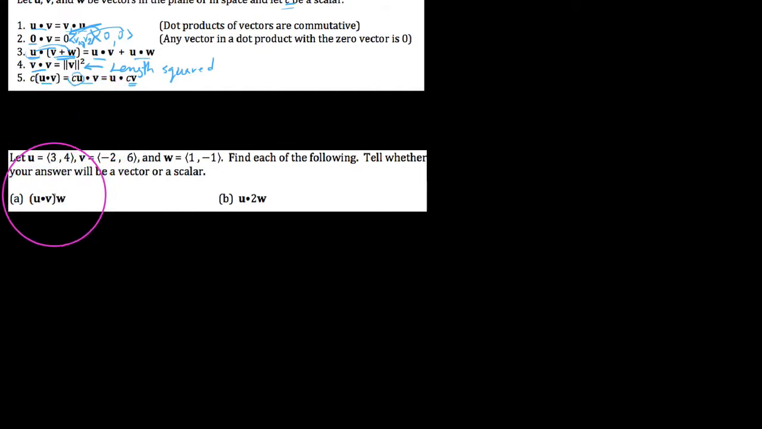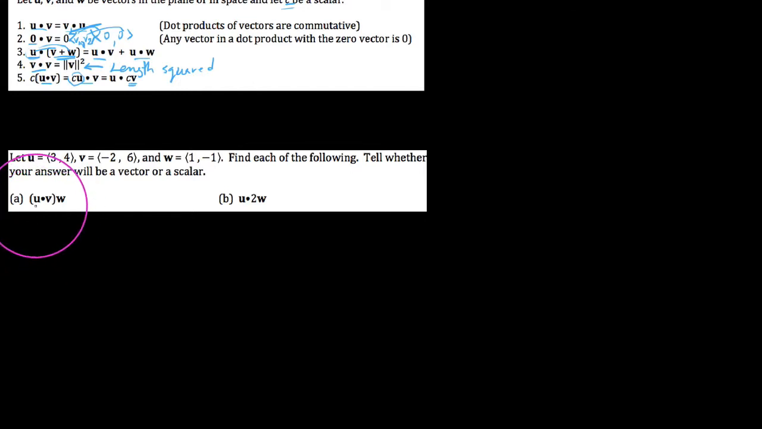Okay, so speaking of that, let's take a look at this example, and then we'll be done with this video. Let these vectors u, v, and w exist, and you can see their component forms there. We say find each of the following. And I also want to tell whether the answer is going to be a vector or scalar. So maybe even before we start, we'll label these as vector or scalar.